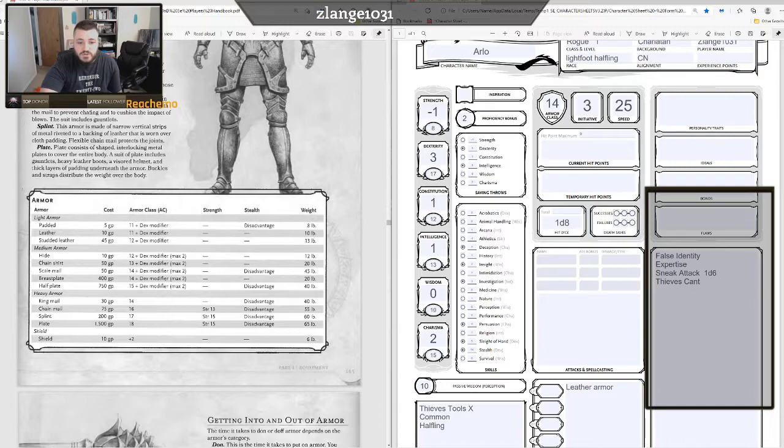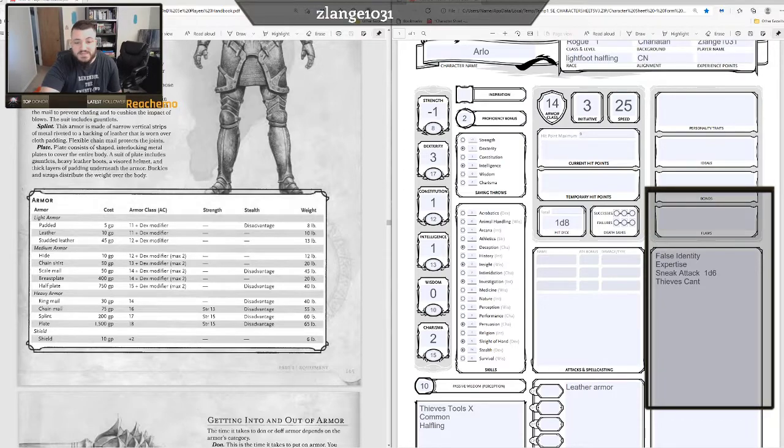That would mean if we chose hide armor, it would be 12 plus our dex modifier, max of 2. Our dex modifier is 3. So 12 plus 2 of 14 is the same thing as having 11 plus 3 from the leather armor. So it's not that beneficial. Now we start going up. If we wore a chain shirt, it'd be 13 plus 2. So that'd be 15. So technically, that would be even better for us as a rogue. And currently, that does not give us disadvantage for stealth. So that could be helpful.